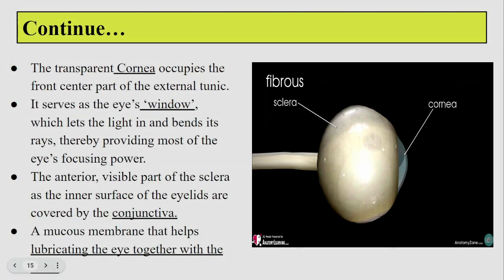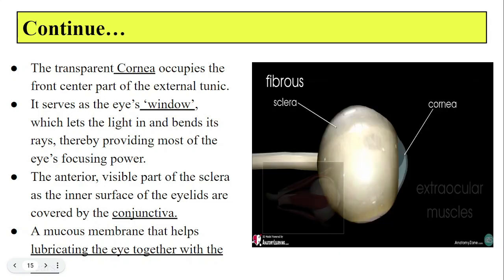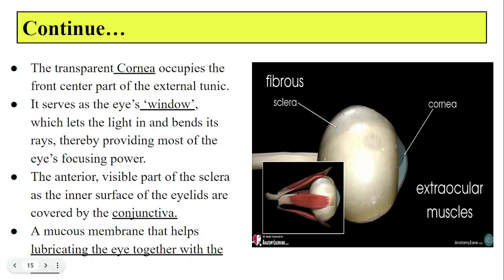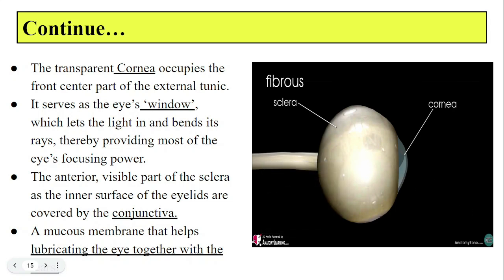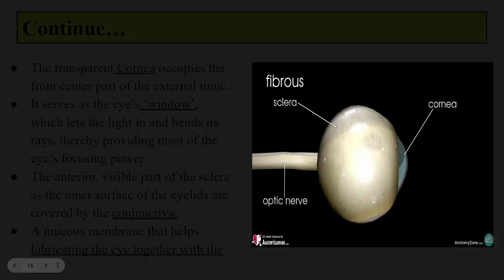The transparent cornea occupies the front central part of the external tunic. It serves as the eye's window, which lets light in and bends its rays, thereby providing most of the eye's focusing power. The entire visible part of the sclera, and the inner surface of the eyelids, are covered by the conjunctiva, a mucous membrane that helps lubricate the eye together with the tears.